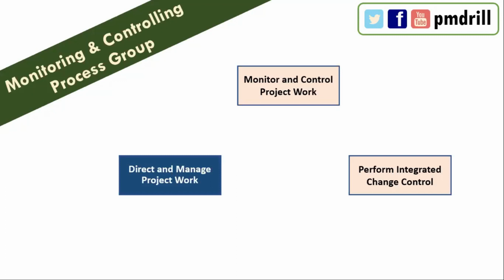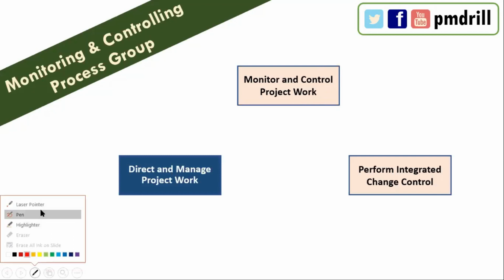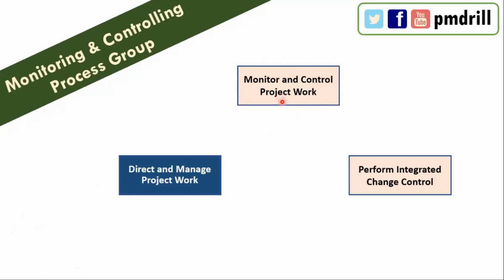So always try to view the entire processes from the perspective of integration management. Now on this screen, I have shared two processes that are under the monitoring and controlling process group. For example, monitor and control project work is a process in integration management. Perform integrated change control is another process within integration management. So we have two processes within integration management under monitoring and controlling process group. And this is an execution process, direct and manage project work, which is again a process under integration management.